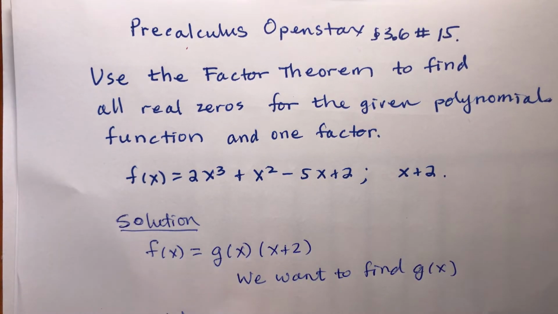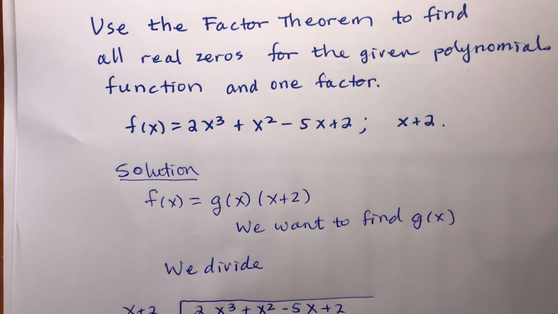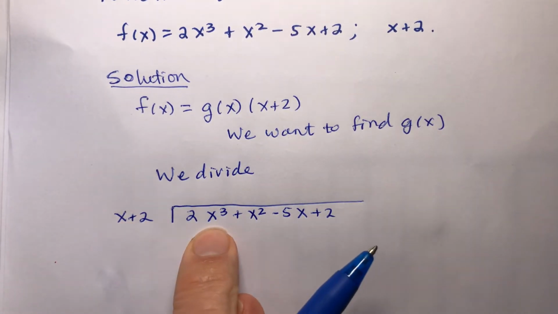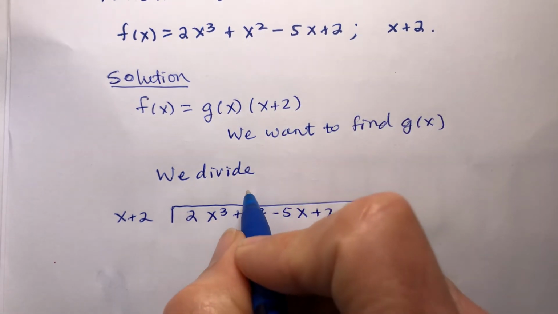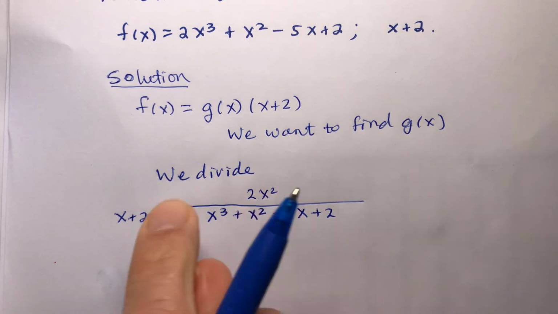So let me just do long division, although it takes more time, and it's more likely I'll make a mistake, but let's just see what happens. The idea is I think it's going to go in evenly without a remainder. Okay, x times what makes 2x cubed? Well, 2x squared times x makes 2x cubed.